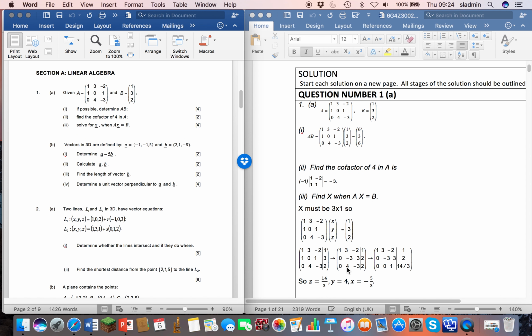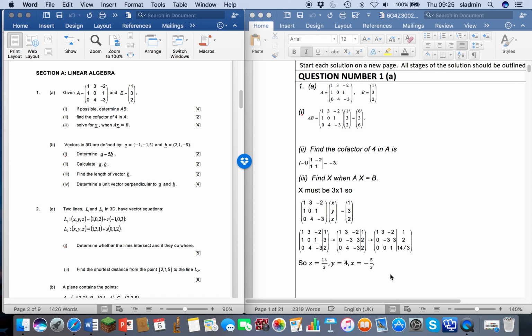It looks like we've probably done something like 3 row 3 plus 4 row 2. That will get rid of that 4, and that gives us this new row 3. Once we've got to this stage, then we can read off z is 14 over 3. Once we know z, we can back substitute in this second equation to find y. And once we've found y, we can back substitute for z and y to find x. So this is the solution for x, y and z.